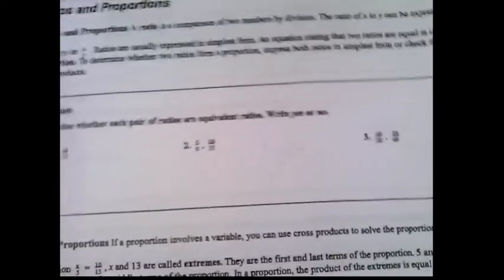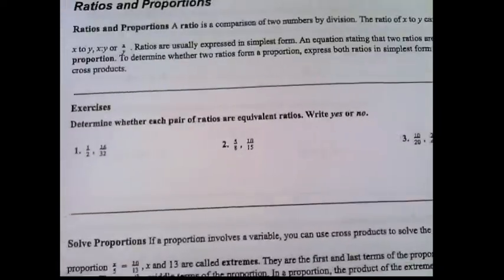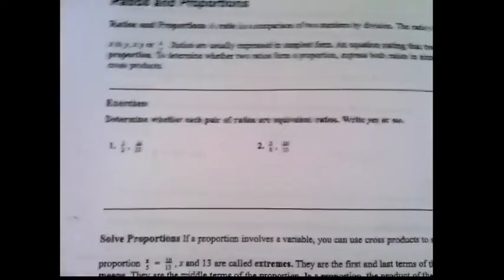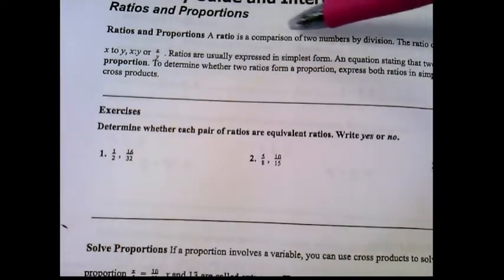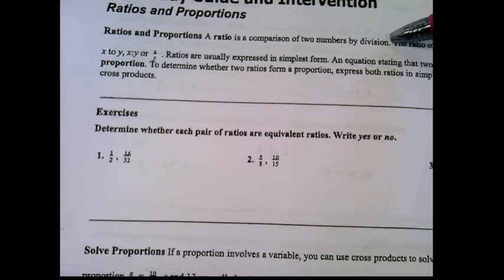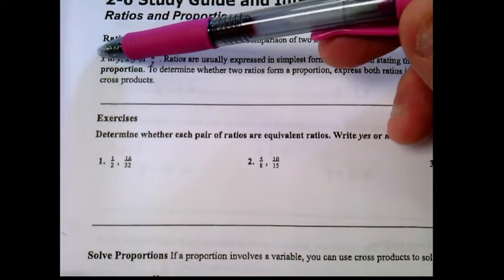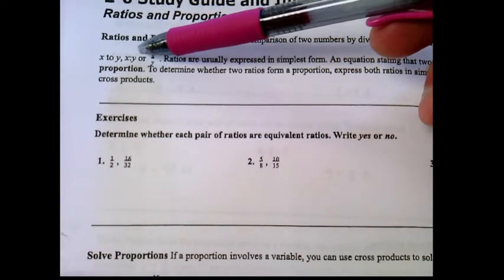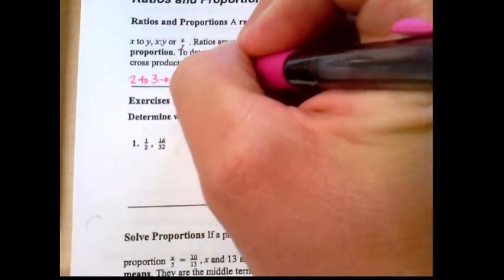Okay, so you have this paper here, and I'm going to walk through this with you real quick so you can have some notes for yourself. I'm going to read through this top paragraph here. A ratio is a comparison of two numbers by division. The ratio of x to y can be expressed as, and this is important, x to y, x colon y, or x over y. Okay? So if I was to do 2 to 3, that's the same as 2 colon 3, which is the same as 2/3. Okay?